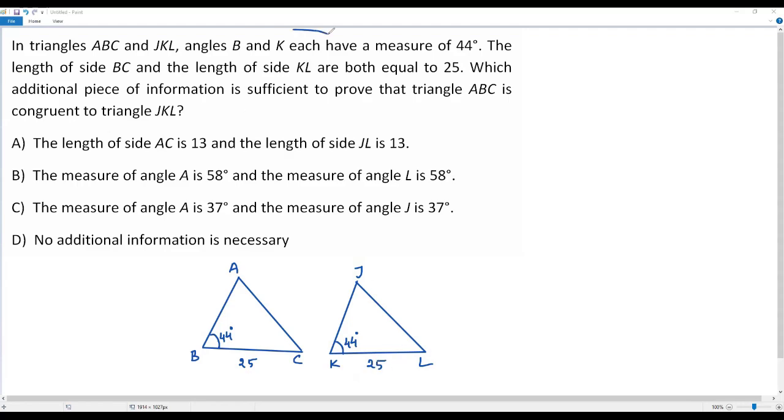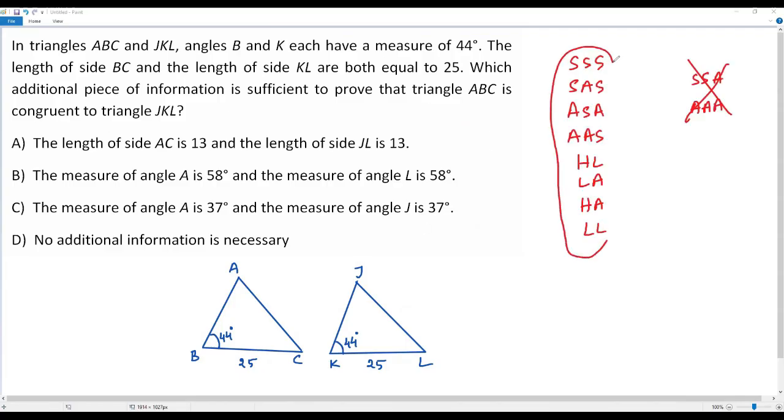Okay, that's all the information we have over here. And now in the given answer choices, we have to find the one which is sufficient to prove that triangle ABC is congruent to triangle JKL. To verify the answer choices, we need the triangle congruence postulates and theorems. Let me write them over here.